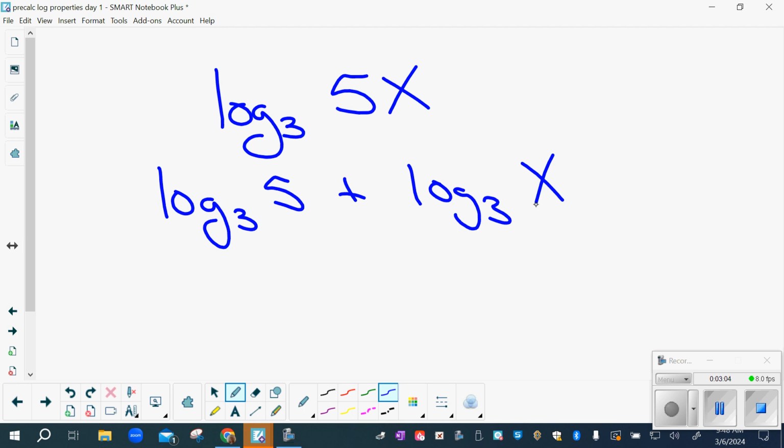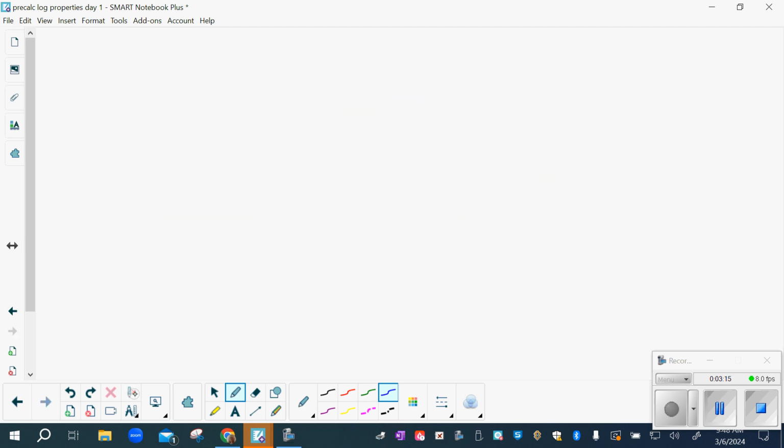What sometimes is more interesting is going the other way, because expanding is pretty easy to do, and squishing is a little more tricky. The next thing we're going to do is called condensing.